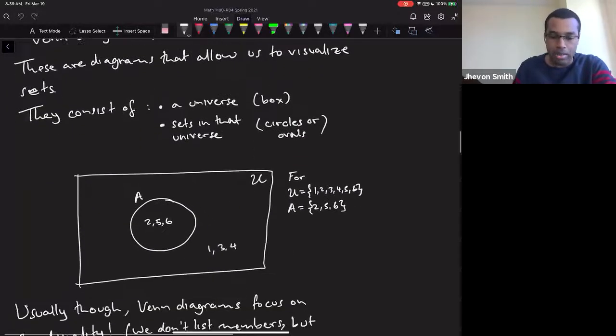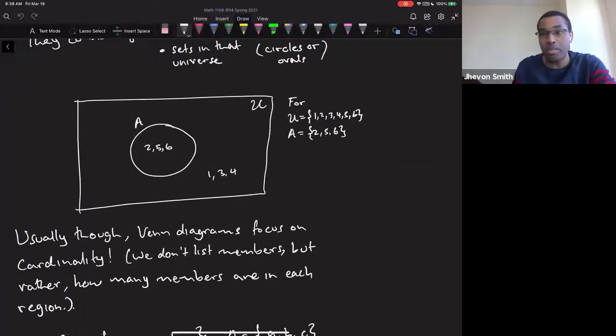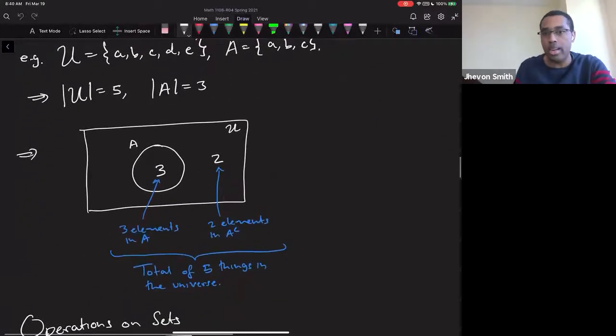We spoke about Venn diagrams. This is a way to visualize sets. It's a box with some circles in it. The circles represent the sets. Usually we label it by cardinality, so we talk about the number of things in each region in this set. And the box itself represents the universe. The circles in the box represent the sets.